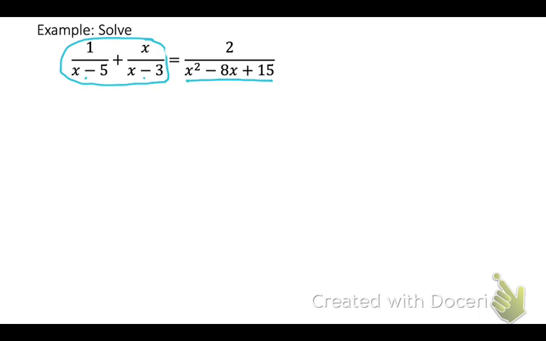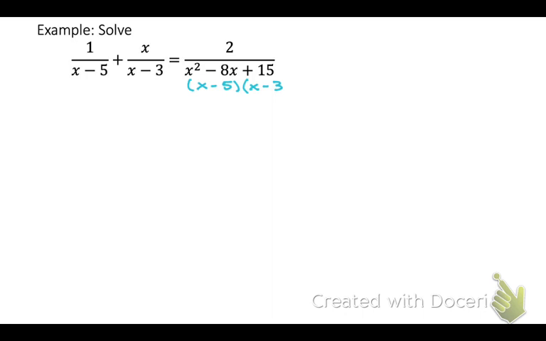No, but what do we need to do with the polynomial to get common denominators? Factor. We need to factor it. You can factor that? Well, factors of 15 that add to 8. Negative 5, negative 3. Okay. So I have x minus 5 and x minus 3.